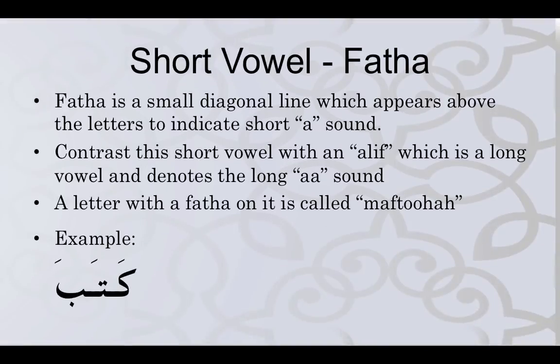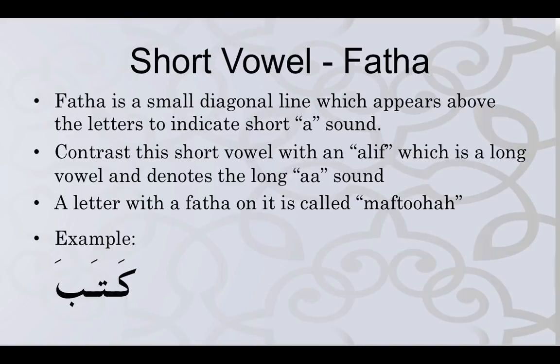Okay, on the instructional today. Today, the first short vowel we're going to talk about is the vowel called the Fatha. It is a diagonal mark or diagonal line that appears above letters to indicate a short "a" sound.